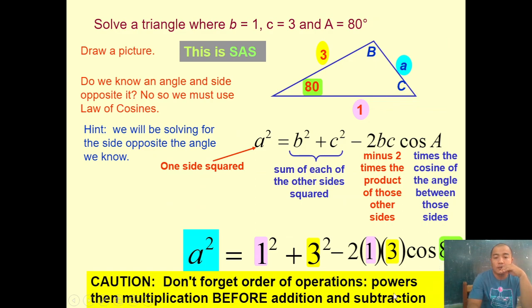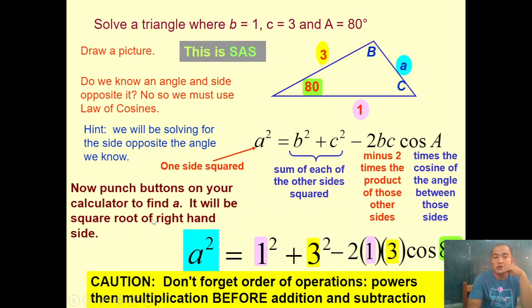Don't forget order of operations. Powers, then multiplication before addition and subtraction. So use your calculator now. 1 plus 9 minus 6 times cosine 80, so 10 minus 6 cosine 80. You multiply 6 by cosine 80 first before subtracting it from 10. Then get the square root of both sides. The answer is 2.99. Did you get the same?